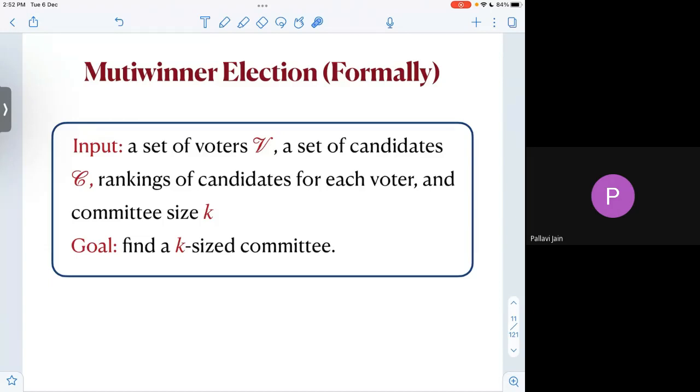Now we also have committee size as input. The goal here is to find a committee of size k. So what should be my next question? Rules, right? I want to find a k-size committee. Now what is my rule?